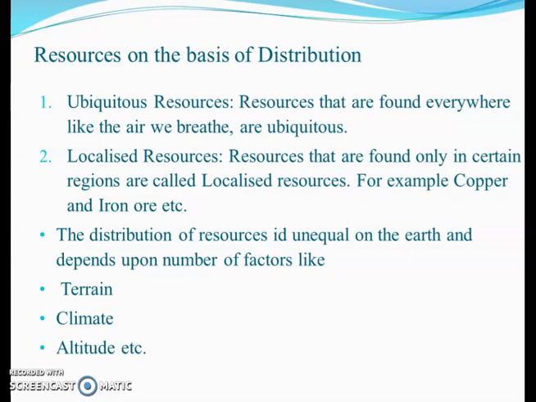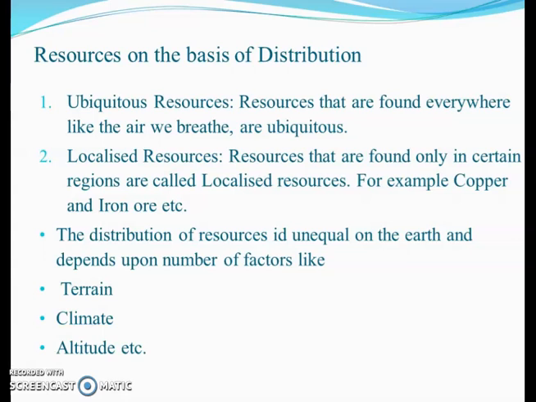Some typing error is there. It should be resources, not resources id. So there are many factors. For example, three factors are given: the terrain, the climate of that region, and altitude. These are some of the reasons by which the distribution of resources is affected.